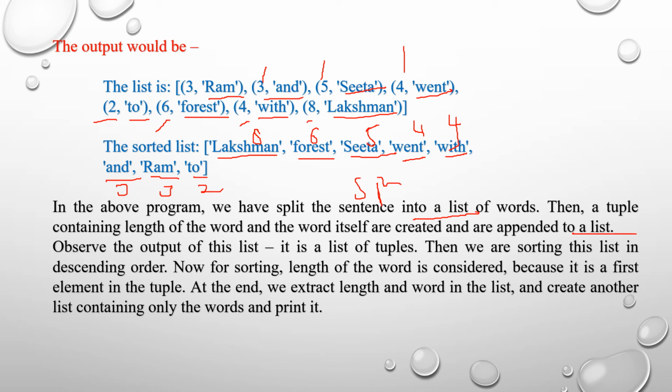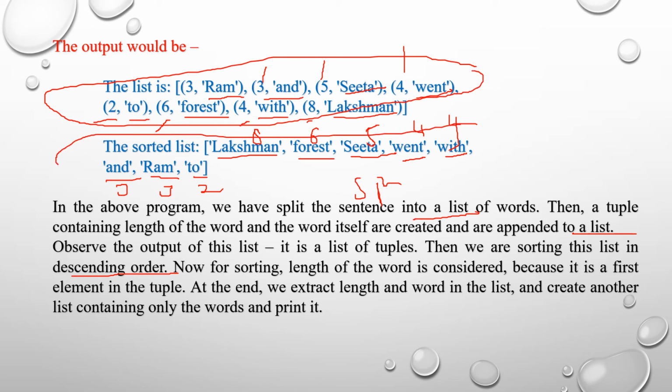Observe the output of the list. It is a list of tuples. Then we are sorting this list in descending order. For sorting, the length of the word is considered because it is the first element in the tuple. At the end we extract the length and word from the list and create another list containing only the words, and print it. So this is the first list and this is the second list.